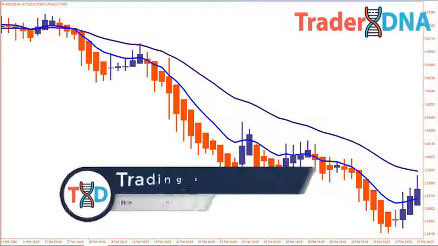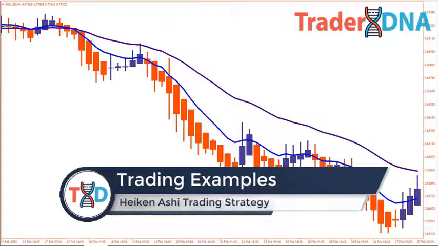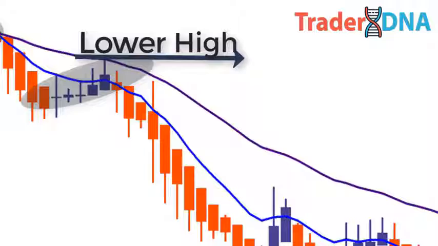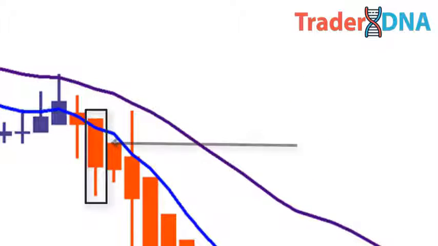Trading examples. Alright, enough theory. Here's a trade example to show you exactly how to enter and exit into a short trade. In this chart, you can see that the market formed a lower high and bounced off the 30 exponential moving average. Once you see that happen, the next step is to wait for a bearish Heikin Ashi bar to form. When it's formed, go short at the close of the bar.